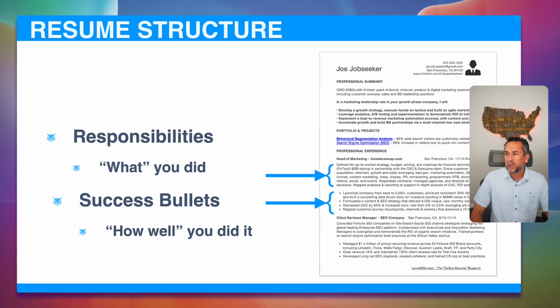Decreased customer acquisition costs by 50% and increased conversion rate from 2% to 3.5%, leveraging A/B testing. Okay, a lot of good keywords in there. A/B testing is a big one in my space. Good to use those there as well. And then another one, mapped customer journey, touch points, channels, and comms that delivered a 72 NPS, net promoter score. Again, quantified as well. Oh, just bumped the camera there, of course.